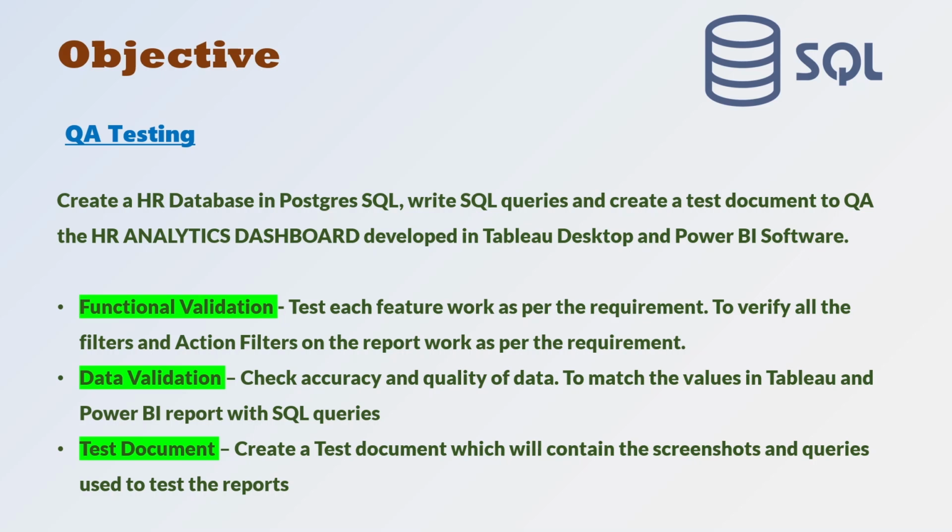And the next part is also important, which is the test document. After doing this functional and data validation, we have to create a test document which will contain some screenshots or some queries. That document will be sent out to your manager, your developer, or your client to say that we have tested this project, and now you can go ahead and use that dashboard or report in your actual use, in production.